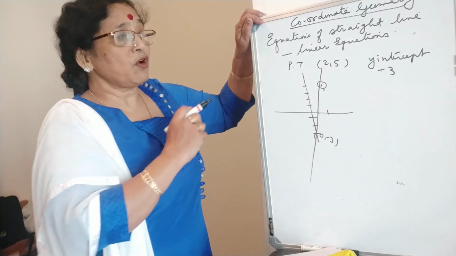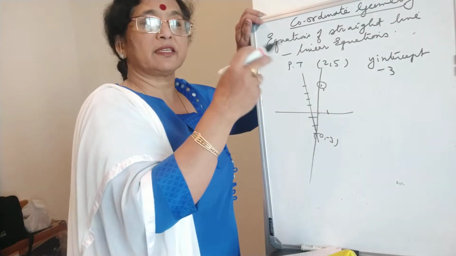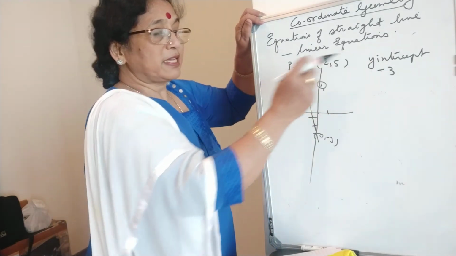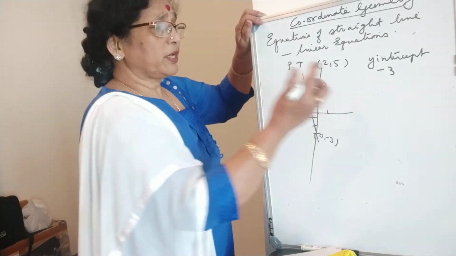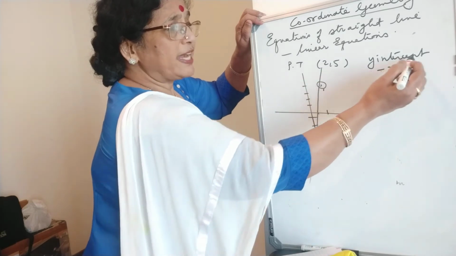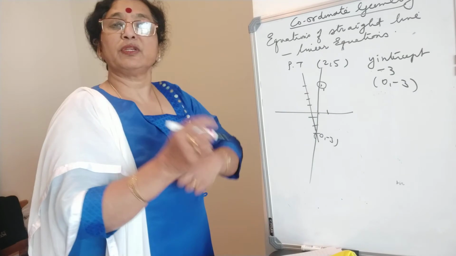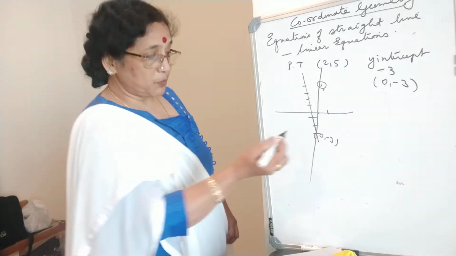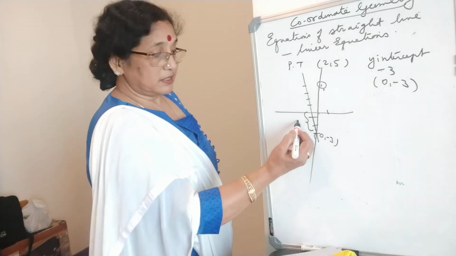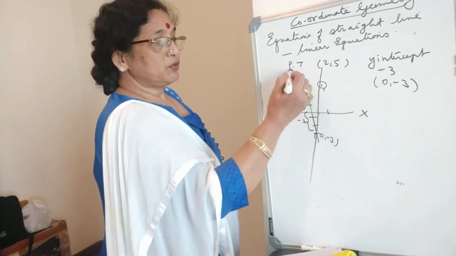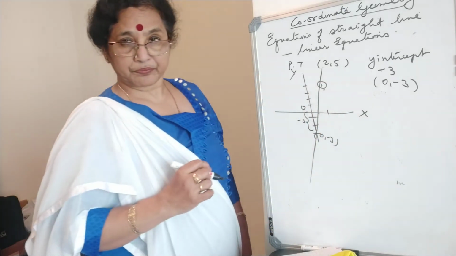So now you got the y-intercept. Children do y equals mx plus c. They put y as 5, x as 2, and c as minus 3, and they get the m. Okay, fine, that also can be done. Or you can say it's passing through (2, 5), and y-intercept is minus 3 means (0, minus 3) is a point which lies on the line. This point is what? (0, minus 3). The y-intercept is this, minus 3 from origin along the y-axis. So you can straight away do it, and you know the slope.